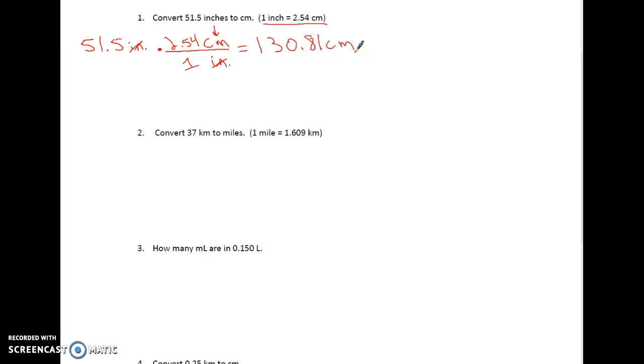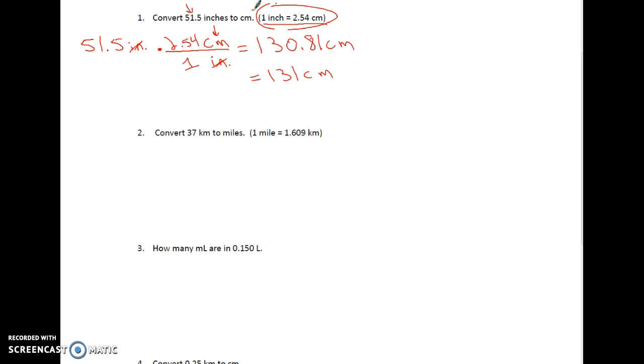But we have to round this off. And when you round off, always go by the number that's in the problem. That is 3 significant digits. Since we're multiplying or dividing, we go by significant digits. So 3 significant digits, we round this one off to 3 significant digits. It becomes 131 centimeters.